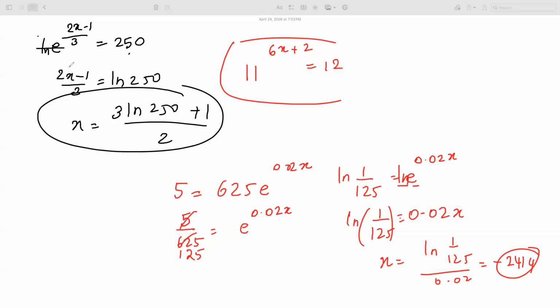So, did you understand how we did it? ln and e are inverses, right? Like multiplication and division. So it will become the exponent here, ln 250. Then solve for x: multiply by 3 on both sides, then add 1 and divide by 2. Make sense? 8.78 was the answer, Akshata. Did you get that? Yes, that's what you got.